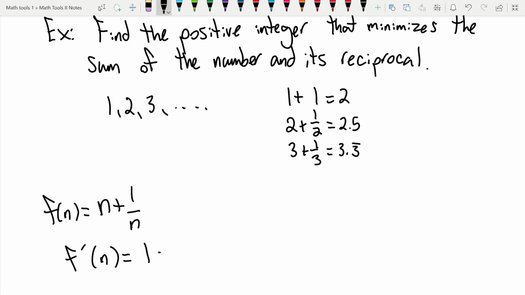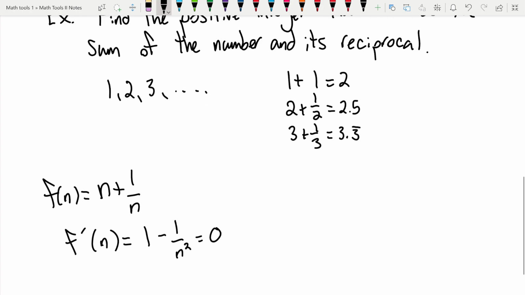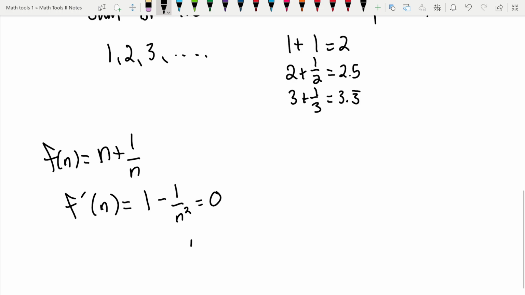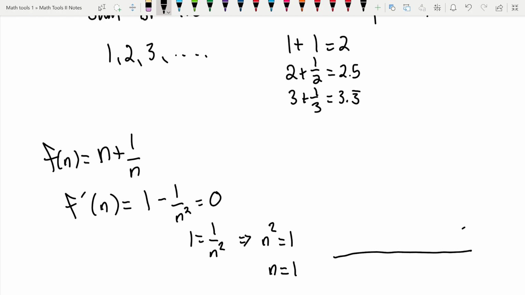So we have 1 minus 1 over n squared, and we want to set that equal to 0. So that's 1 equals 1 over n squared, which implies that n squared equals 1. And this implies that n is equal to 1. We don't have to worry about -1 because we're only looking at positive integers. So we get 1 as our answer, and now we want to make sure that it is indeed a minimum.